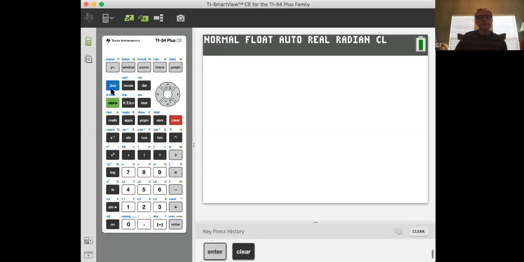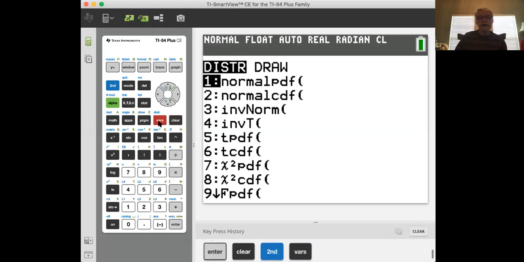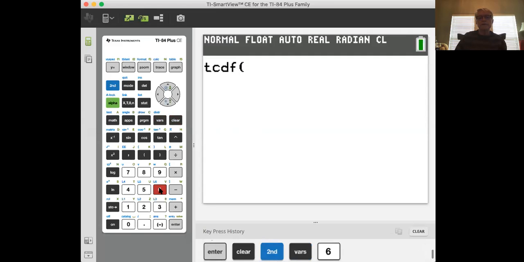And again, the CDF function is a probability function. So we're going to do second, vars, and number 6 in this case. By the way, if you have a TI 83 plus, then it'll be number 5. It's the 5th function in that list. So tcdf. And now we need 3 things. We need the lower bound value, the upper bound value, and again, the degrees of freedom, because the t is defined by its degrees of freedom.